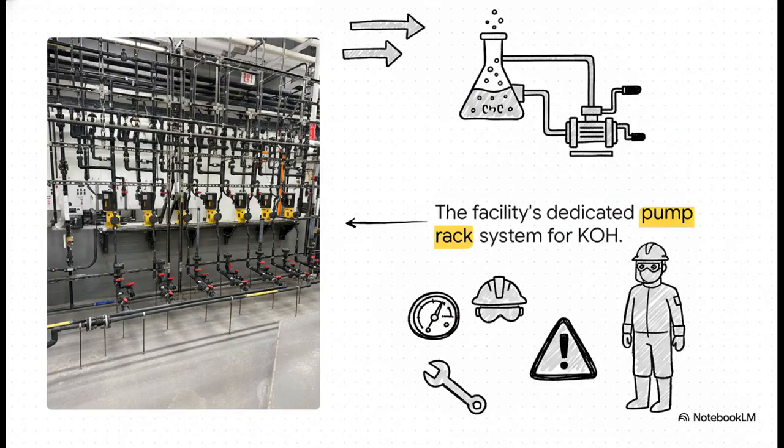Finally, the chemical moves from the day tanks to this precise location, our facility's dedicated pump rack system. These metering pumps distribute the exact calibrated amount of KOH required to adjust the raw water flowing through the plant. This is the area where you will likely spend the most time performing your maintenance or calibrations, making it a critical, everyday zone for safety awareness.